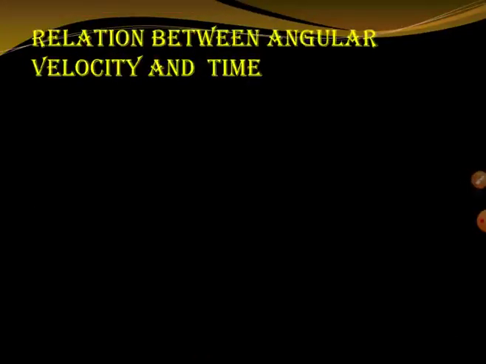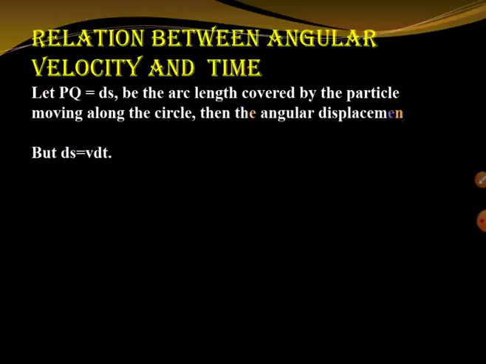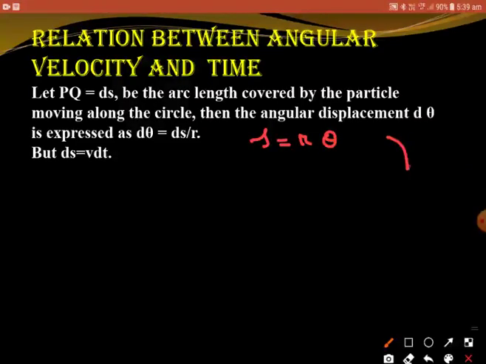Now this is the relation between the angular velocity and the time. Let PQ equal to ds be the arc length covered by the particle moving along the circle. Then the angular displacement d theta is expressed as d theta is equal to ds by r. This comes from s is equal to r theta, where s is the arc length, r is the radius, and theta is the angle subtended by the arc length at the center.